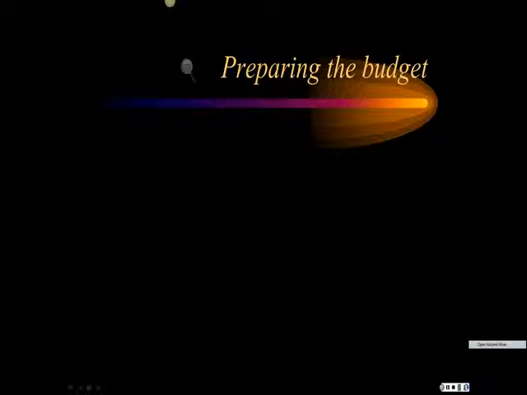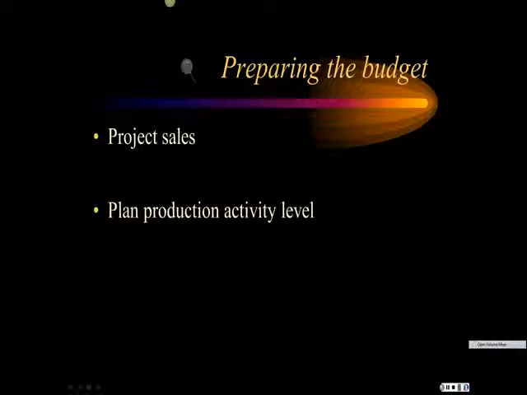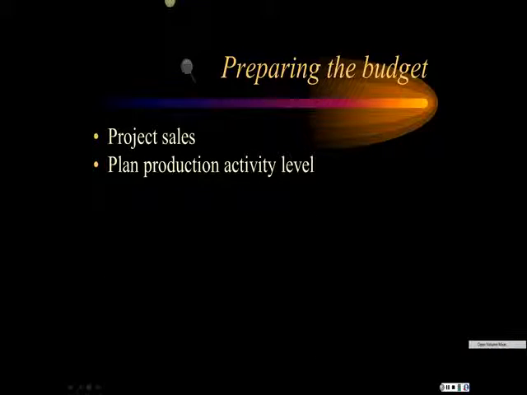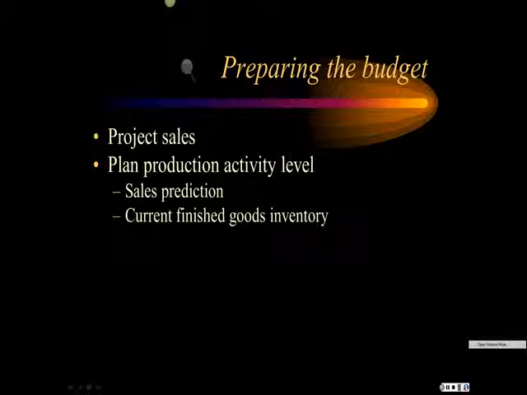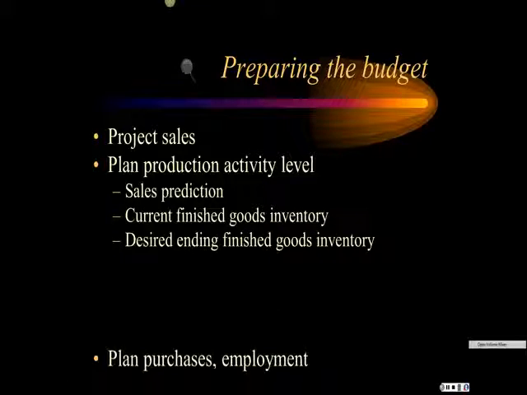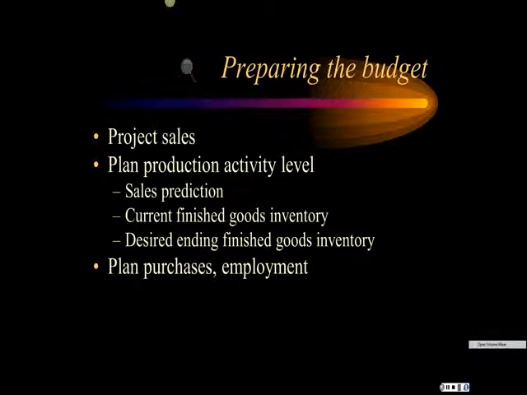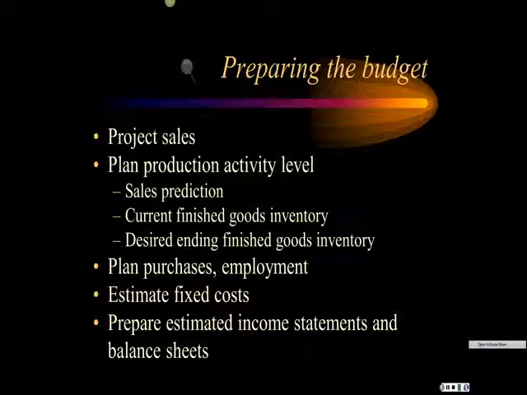So to prepare a budget, first we're going to project our sales. Then we're going to plan our production activity level. Included in that is the sales prediction, the current finished goods inventory, the desired ending finished goods inventory. Then plan purchases and employment, and estimate fixed costs. And prepare an estimated income statement and balance sheets.